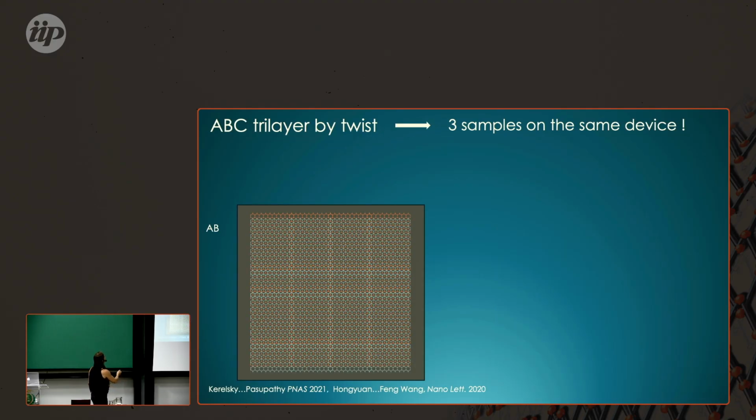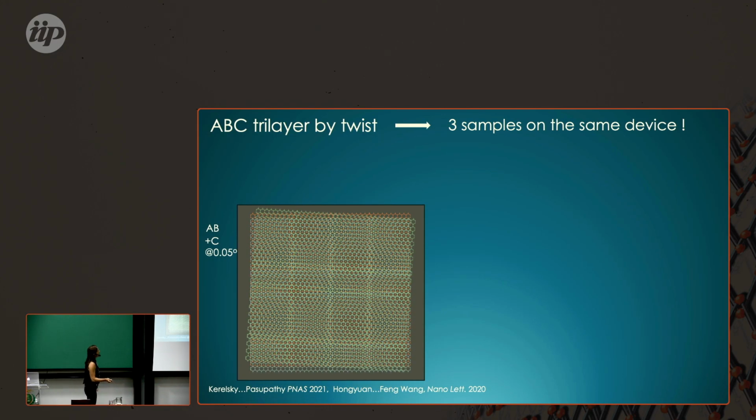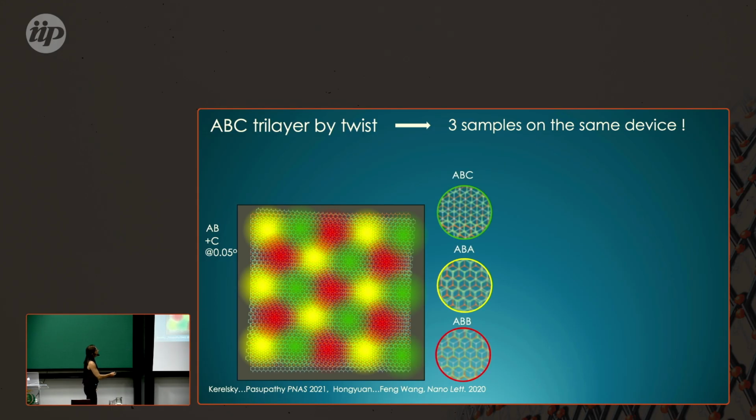Okay, so a few words on how we create this rhombohedral trilayer graphene. We do it by the twist method. We take a bilayer graphene, and then we put a monolayer, and we twist it by a tiny angle, and this gives rise to different regions of ABC stacking, ABA and ABB stacking. This is the most stable configuration. This is the least stable configuration.